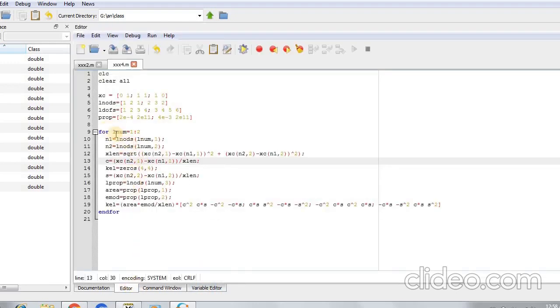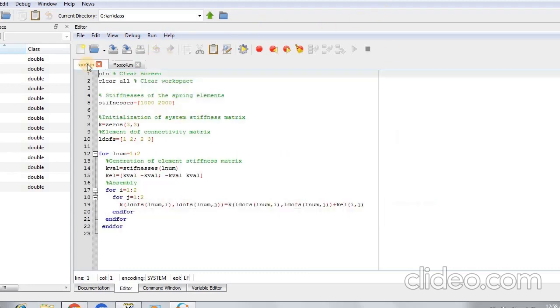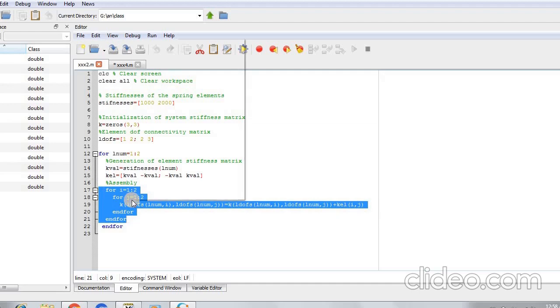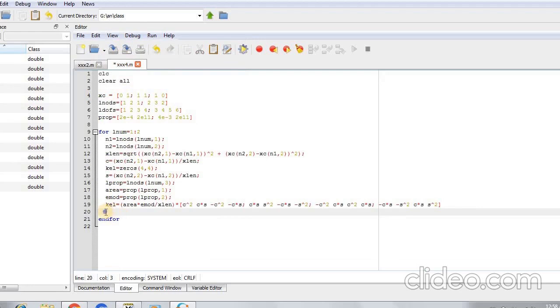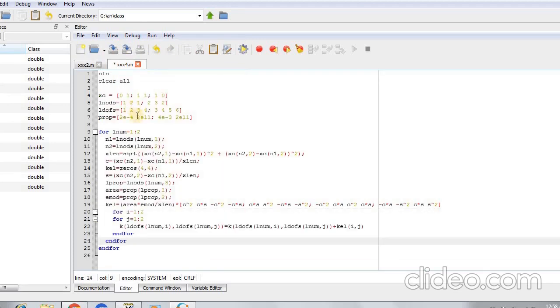Okay, so this is a loop over elements. First it is calculating the element stiffness matrix for element number 1, and showing it here, and then calculating the stiffness matrix for element number 2 and showing it here. But the assembly part has to be introduced now. So assembly is the same. Copy this, and we put it here, paste.